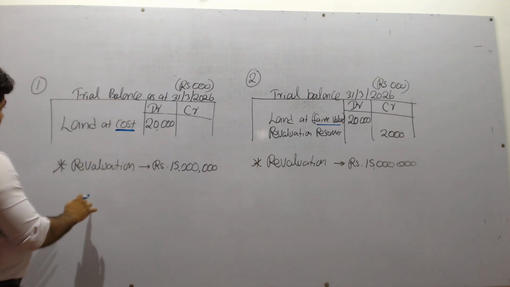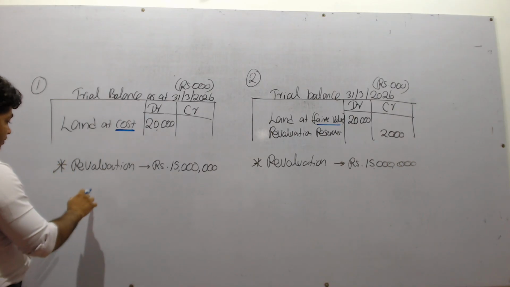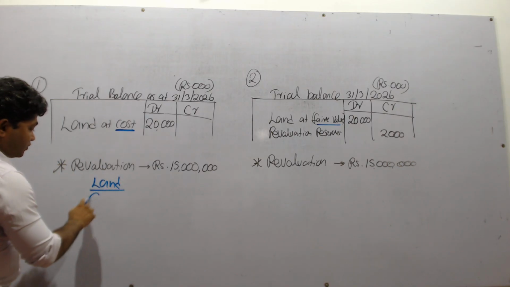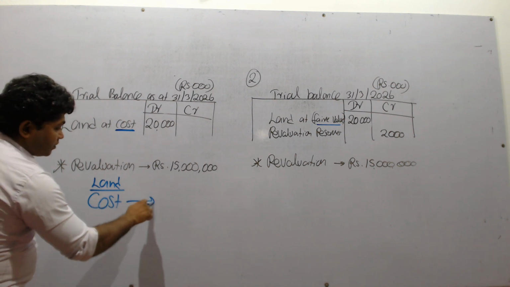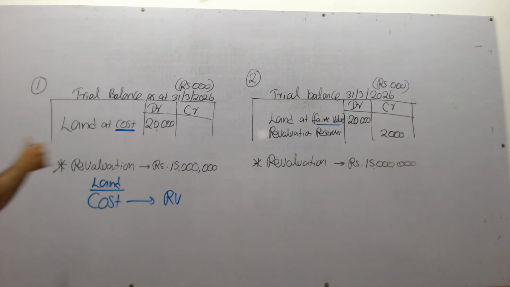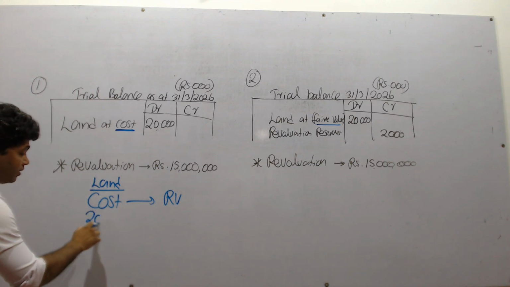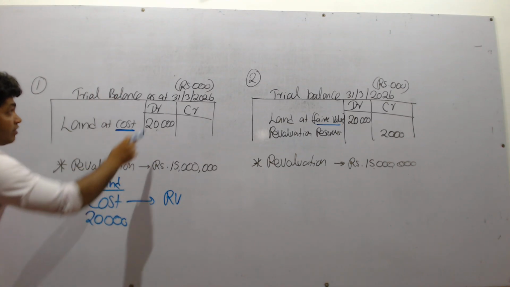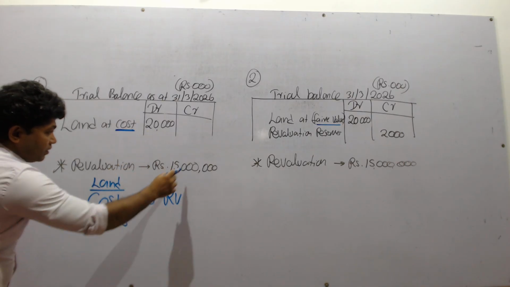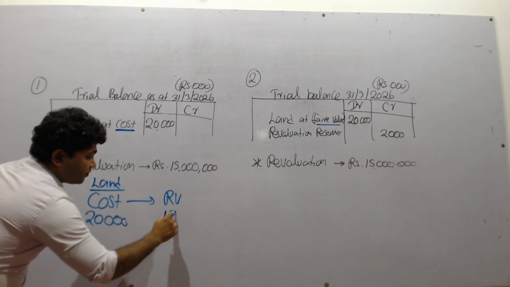Think, first time, land is a non-depreciable asset. Therefore, when calculating revaluation profit and loss, think about the land example. Cost value should be compared with revaluation amounts. Cost value equals 20,000. Revaluation amount equals 15,000.